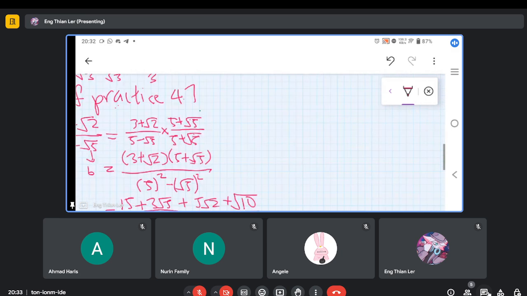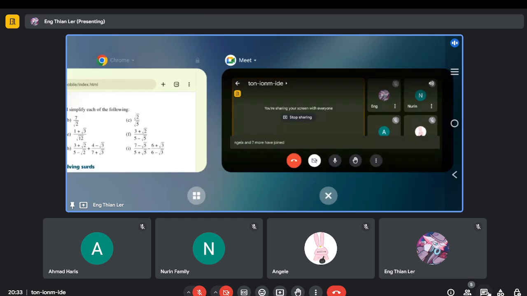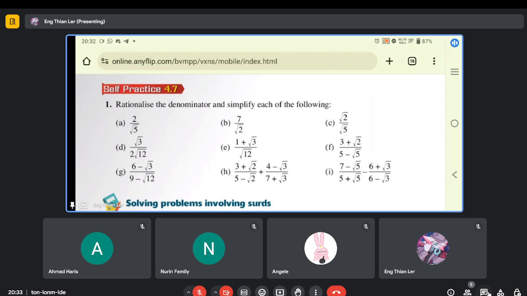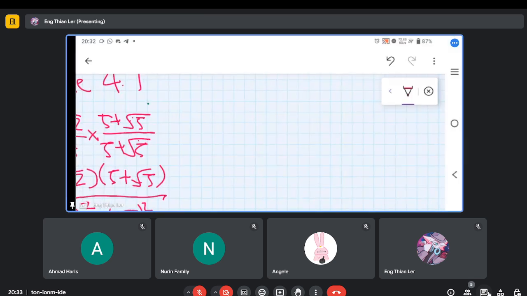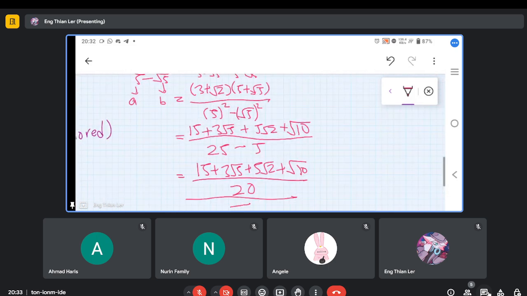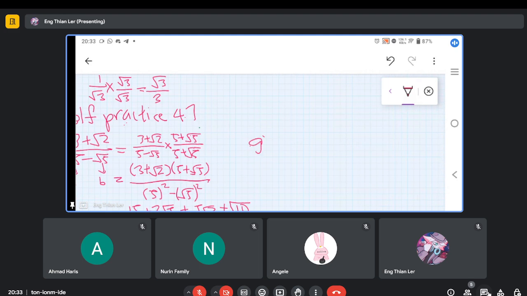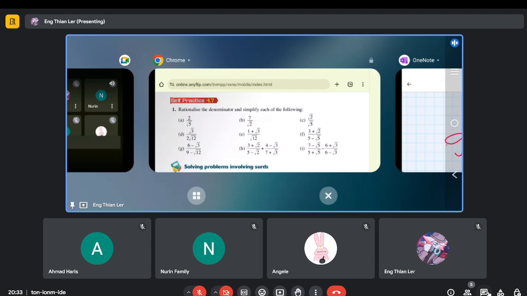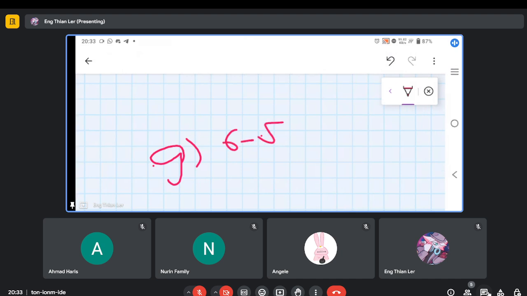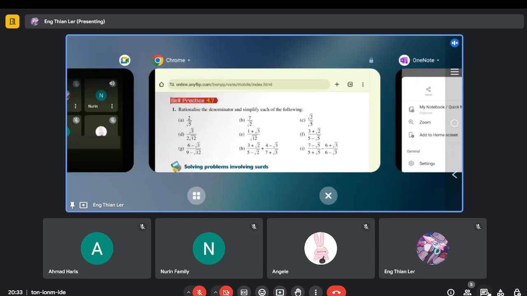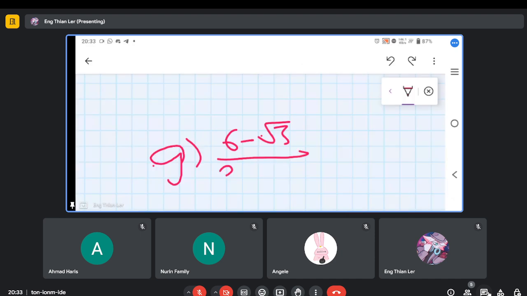Let's do something harder. The G or H. Okay, we're going to do G first. Okay, so what's the question again? 6 minus sub 3 divided by 9 minus sub 12.